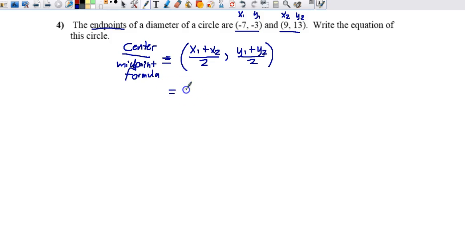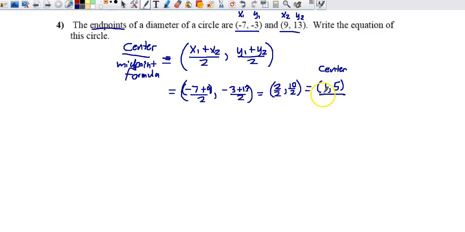So plugging those in, I'm going to get -7 plus 9 over 2 and -3 plus 13 over 2. Always add what's on the numerator before you divide by 2 or use parentheses if you're going to plug that into your calculator, please. So that's going to give you -7 plus 9, that's 2 over 2. And that's going to be -3 plus 13, which is 10 over 2. And then those divided by 2 are going to be 1, 5. That's your center.